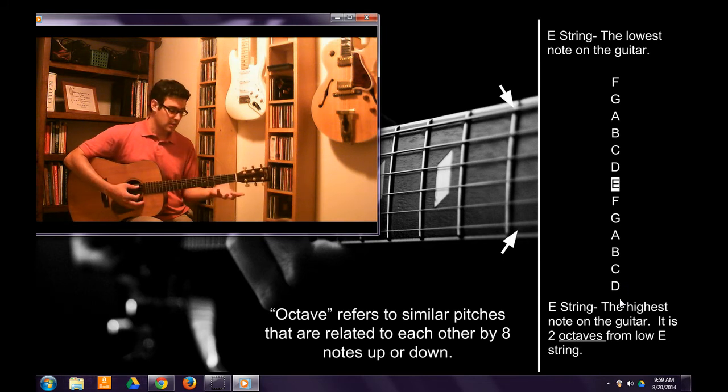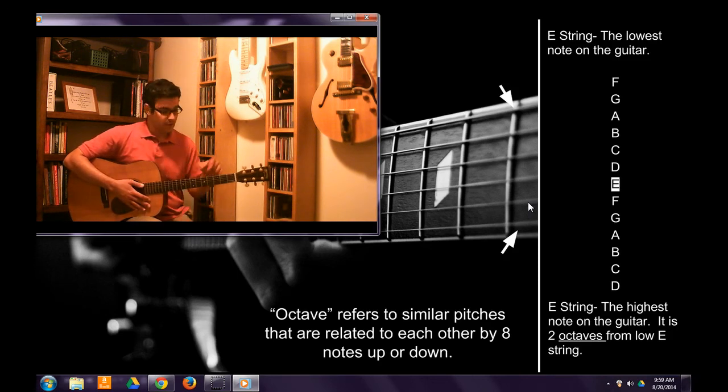So your low E here and your high E there. Those are your 2 octaves apart, but they're both E. That can get a little confusing when you're dealing with 2 of the same notes on the outside, but they function very differently. Clearly, one is very low, one is very high.